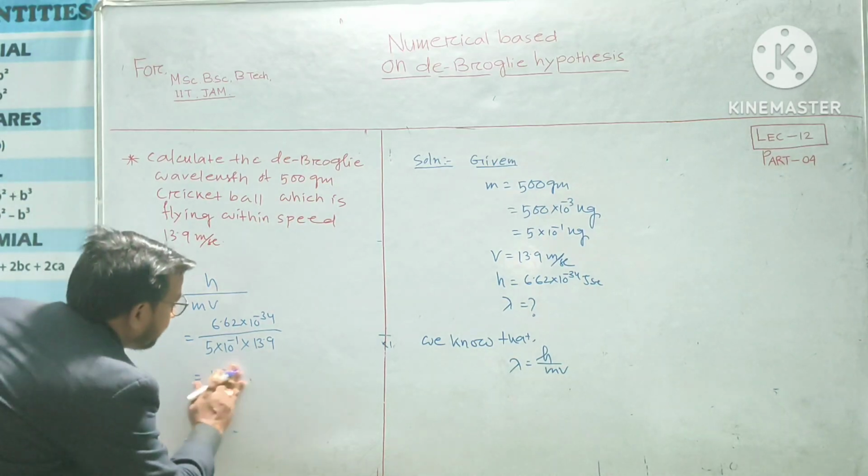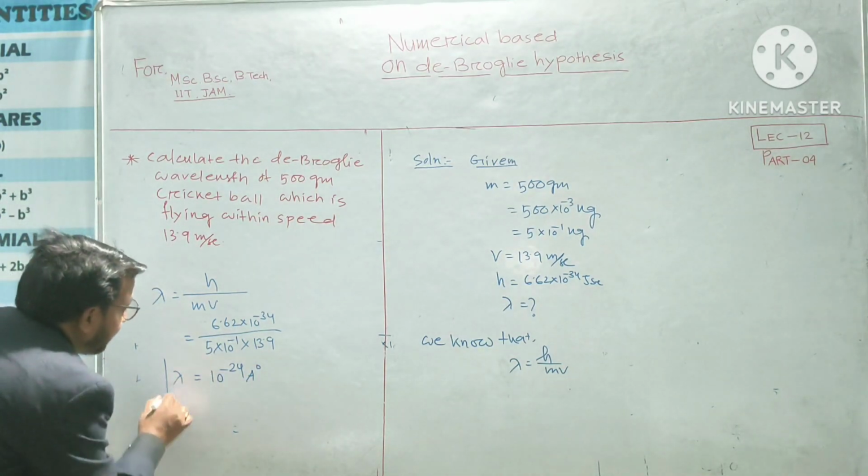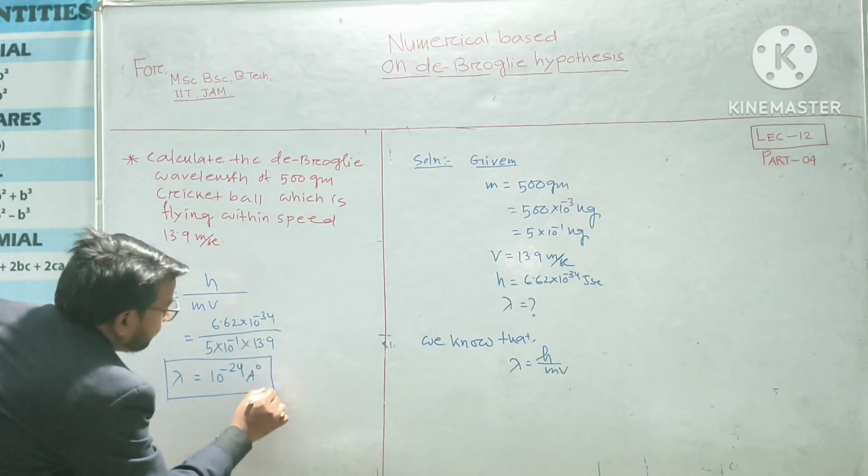Sorry, 10 to the power minus 24 angstrom. So this is our required wavelength associated with the cricket ball.